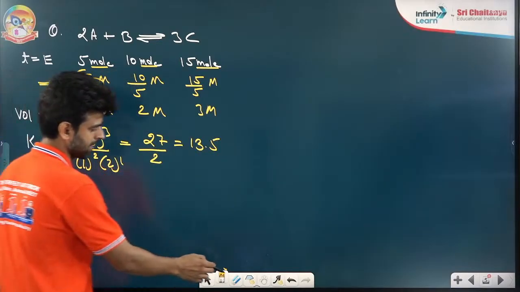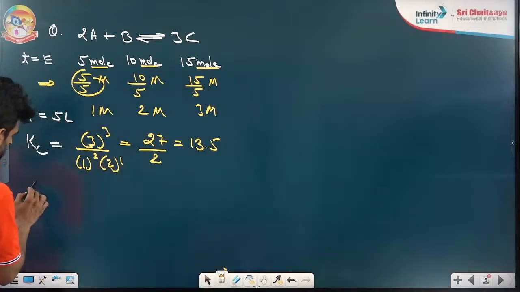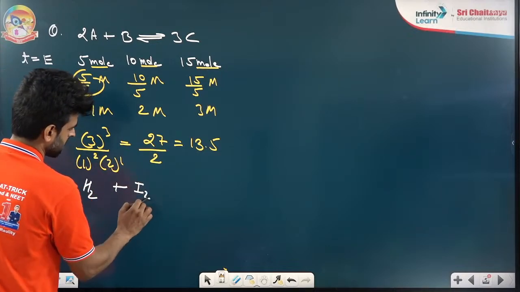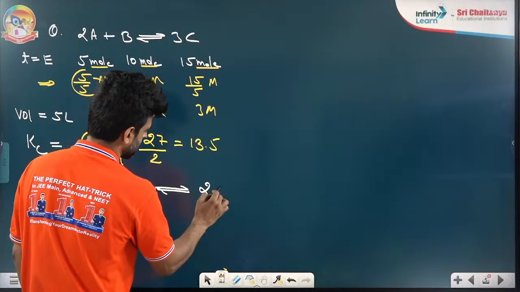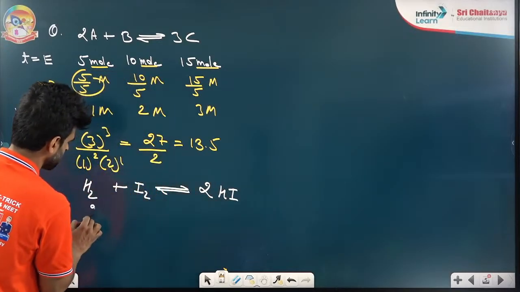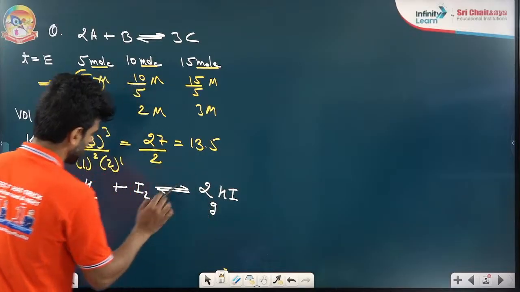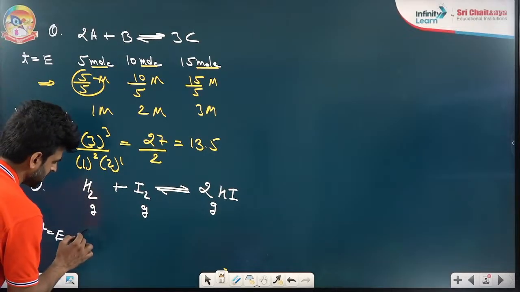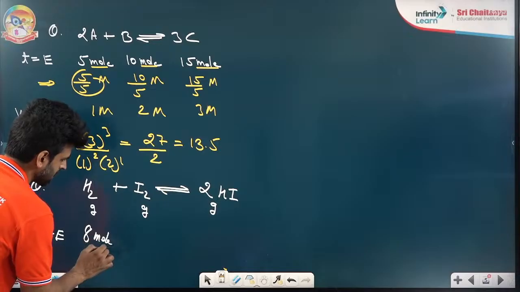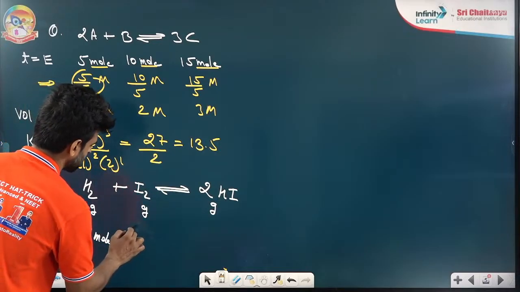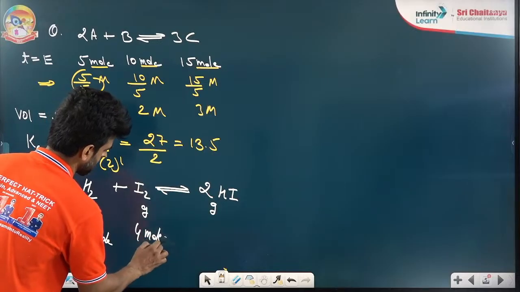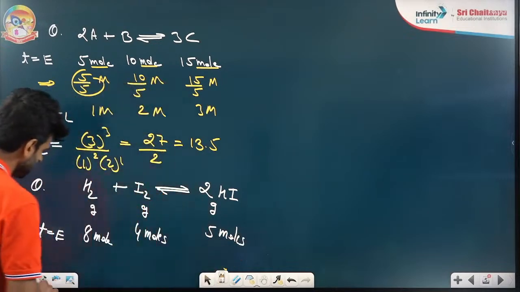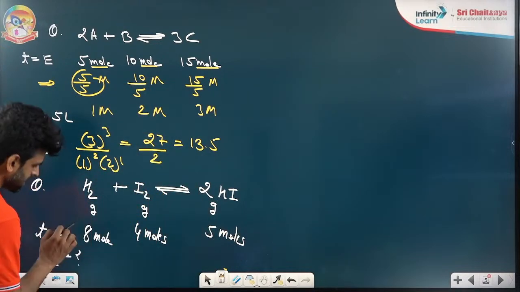Now the next thing is this one. Look at this. Same type of question I'm giving. It's H2 here, it's I2, and here they give 2HI, imagine. All are gases, so nothing is solid here. At the time of equilibrium, I'm having 8 moles of this, 4 moles of this, and 5 moles of this. The question is very simple. Find the Kc.